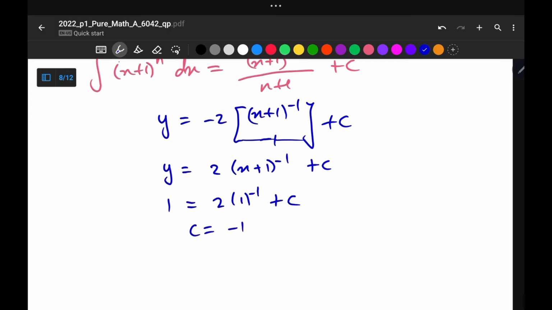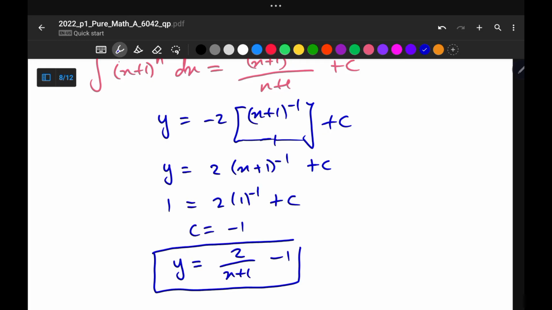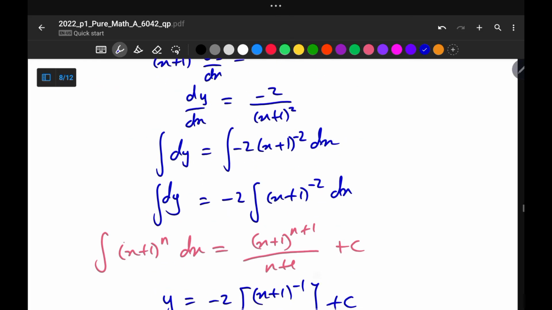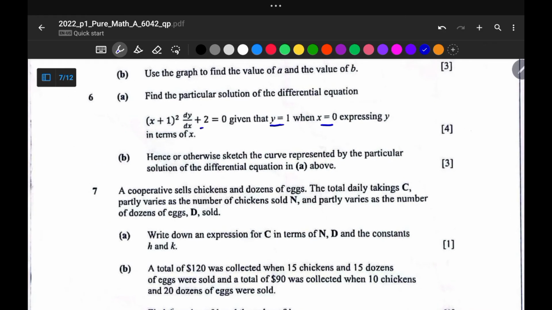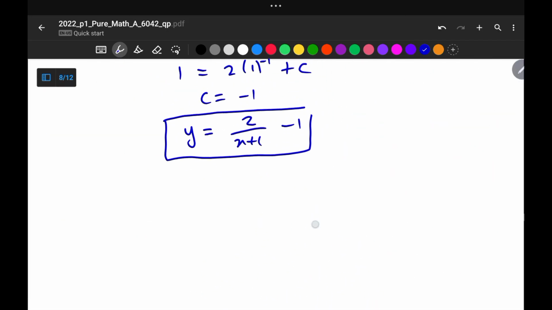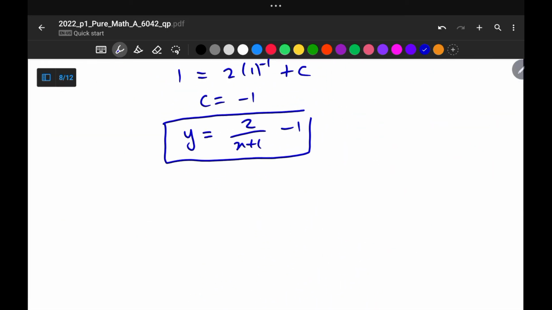So we can now say it is y = 2 over (x + 1) minus 1. So this is our particular solution expressing y solely in terms of x. Okay, and let us move on to the next part of the question, part B, which says hence or otherwise sketch the curve represented by the particular solution of the differential equation in A above. So our particular solution is y = 2 over (x + 1) minus 1.